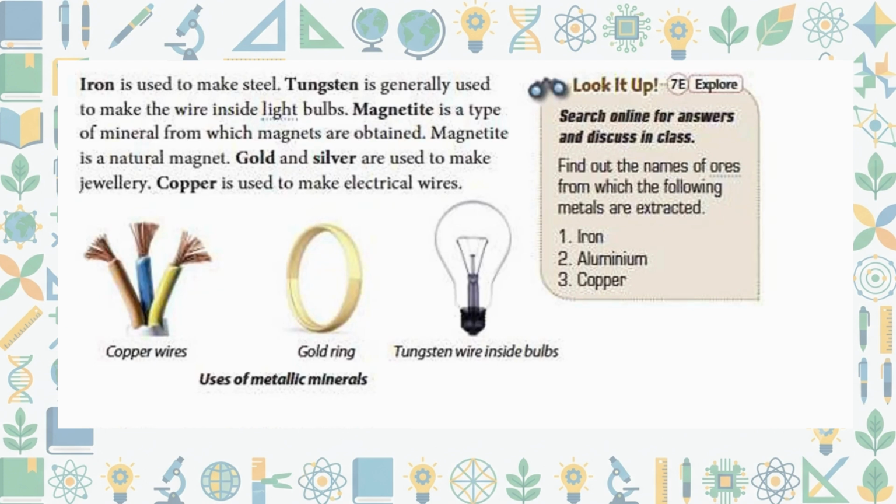Iron is used to make steel. Tungsten is generally used to make the wire inside bulbs. Magnetite is a type of mineral from which magnets are obtained. Magnetite is a natural magnet. Gold and silver are used to make jewelry. Copper is used to make electrical wires. These are copper wires and tungsten wire inside bulbs. Uses of metallic minerals.